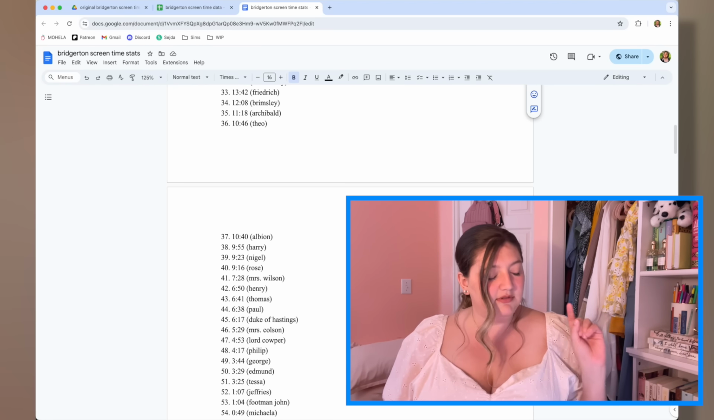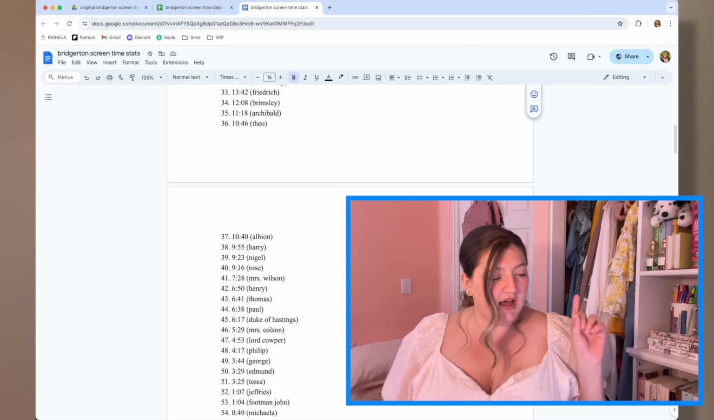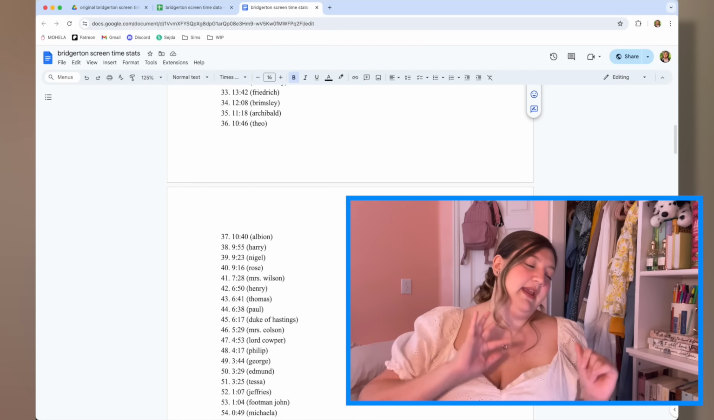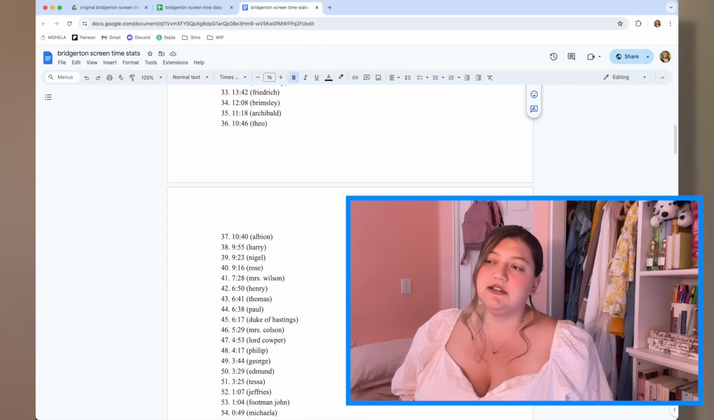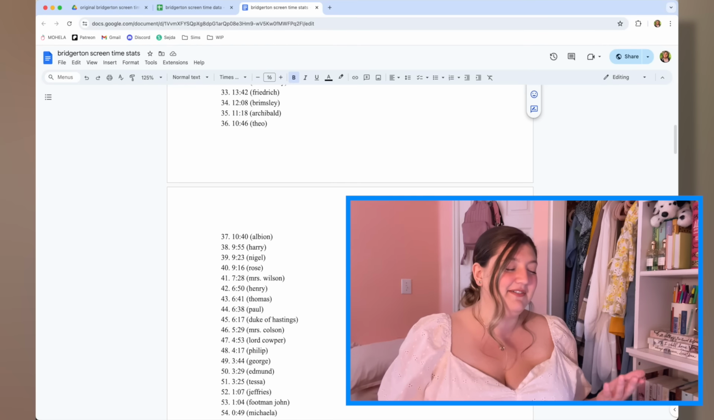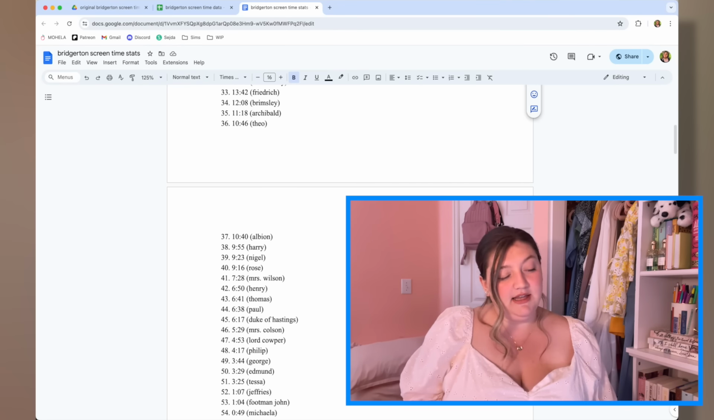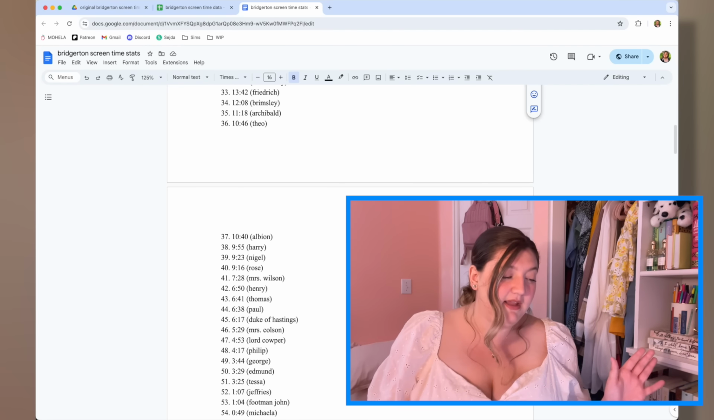Paul, Bridgerton, Duke of Hastings, Simon's dad. He doesn't have a first name. Miss Coulson is the maid at Simon's house. Why am I explaining all of this? Lord Cowper, Philip, George, King George that is, Edmund.